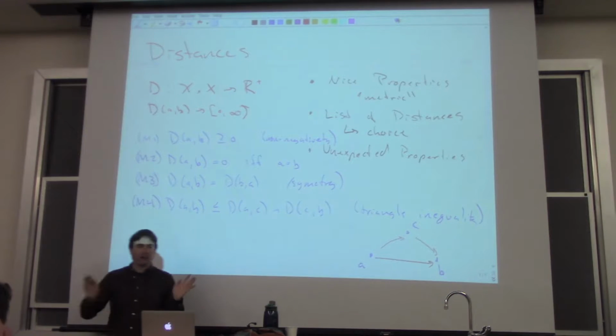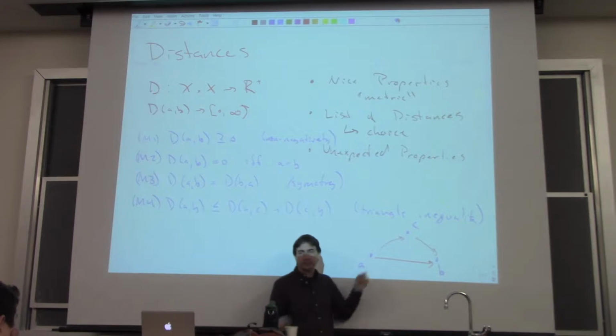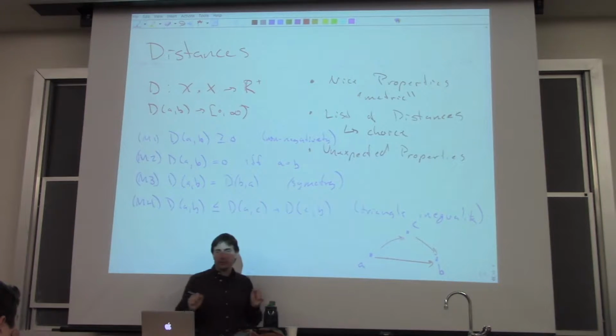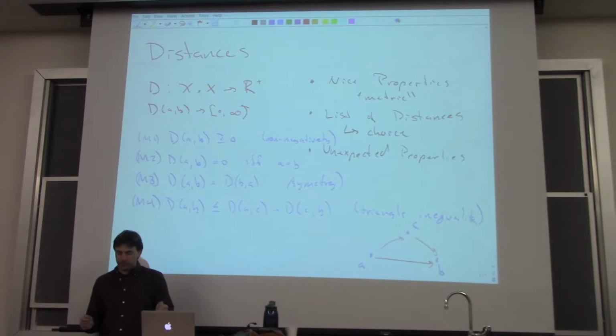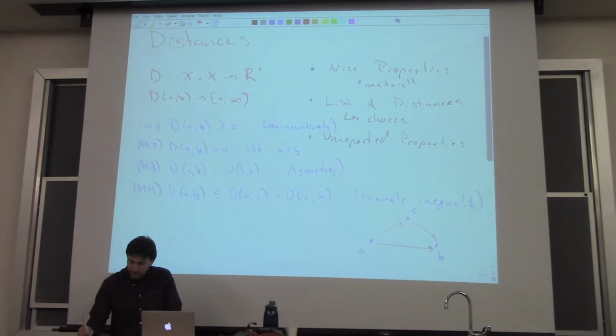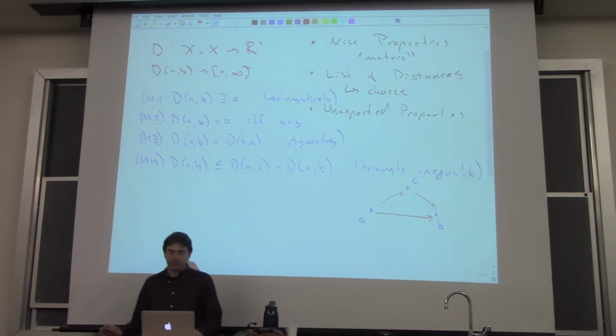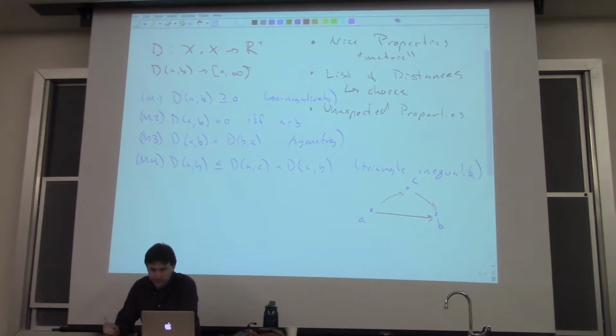So, but distances are much more general objects than that, right? And so they don't have to be points as the input, and even if they are points as the input, we don't have to use this straight line distance between them.